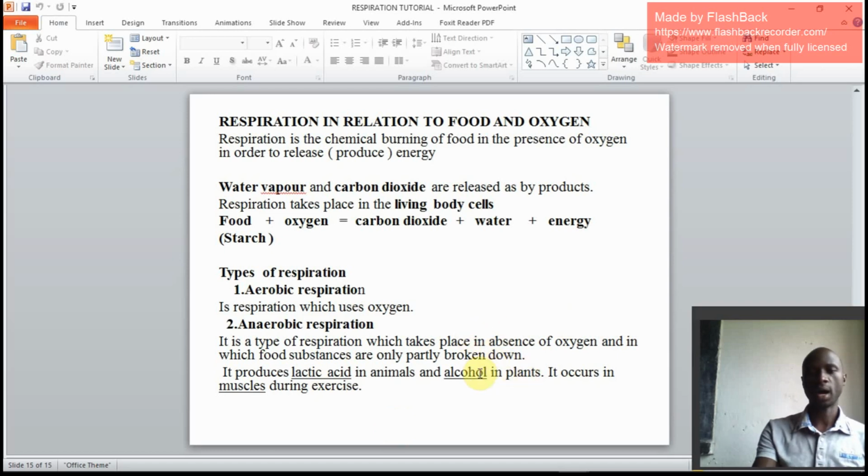Then in plants, we shall have formation of alcohol, most of the times during fermentation when there is presence of yeast. Then it occurs in muscles during exercise. Anaerobic respiration occurs in muscles. We shall have the body converting fats to generate energy when performing exercises.